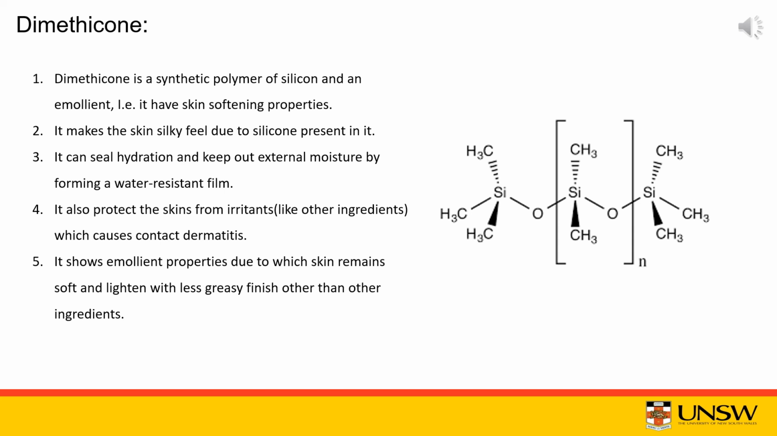Now, you may be thinking, how is dimethicone able to make your skin soft? The reason is the silicone bond present in the dimethicone substance. Why does it act like this? Because it can seal the hydration and keep out external moisture by forming a water-resistant film on your skin. Due to its emollient properties, it gives your body a less greasy finish compared to other body lotions.